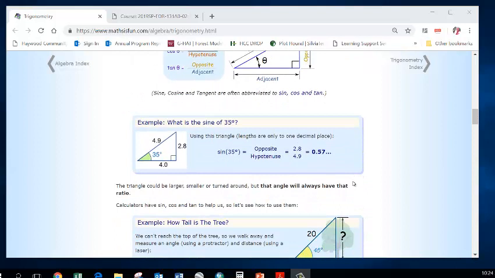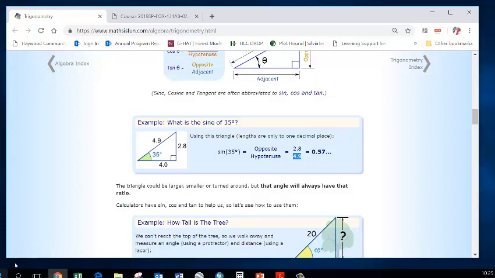So they give you a little example here. What is the sine of 35 degrees? That's the angle. The opposite side is 2.8, because this function is looking at the relationship between the opposite and the hypotenuse. So the opposite is 2.8 units divided by 4.9 units, and the answer is 0.57. So if you typed 35 on the calculator and then hit the sine function, that's the number that would pop up. It's pretty simple.